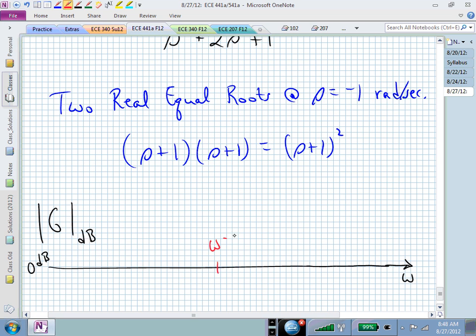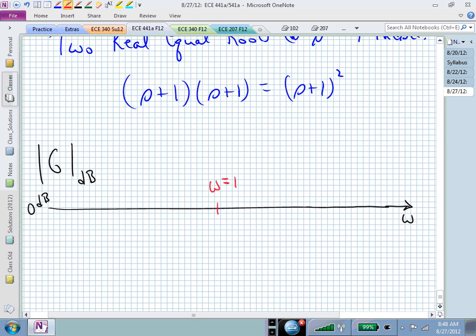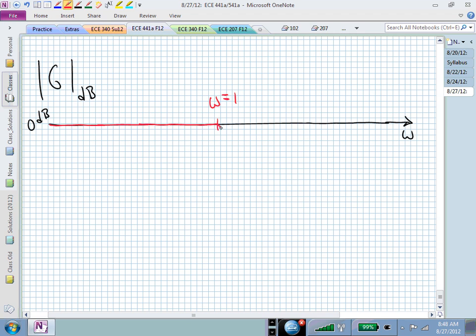Right here at omega equal 1, I'm going to go down twice what I would for a single factor. A single factor would be minus 20 dB per decade. Now I double that, I'm minus 40 dB per decade. So I'm flat, and then I hit omega equal 1, and now I'm going down, sloping at minus 40 dB per decade. And that's the straight line approximation.